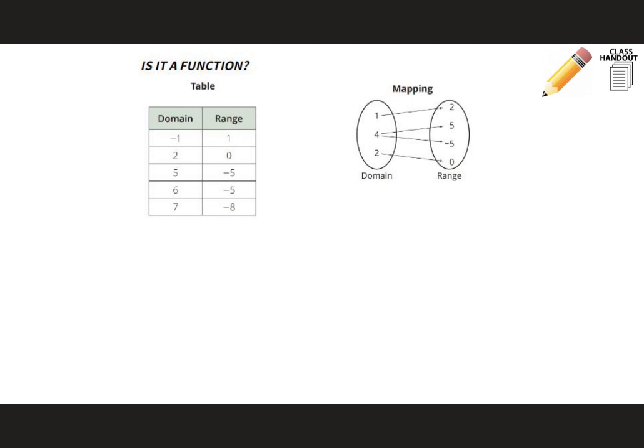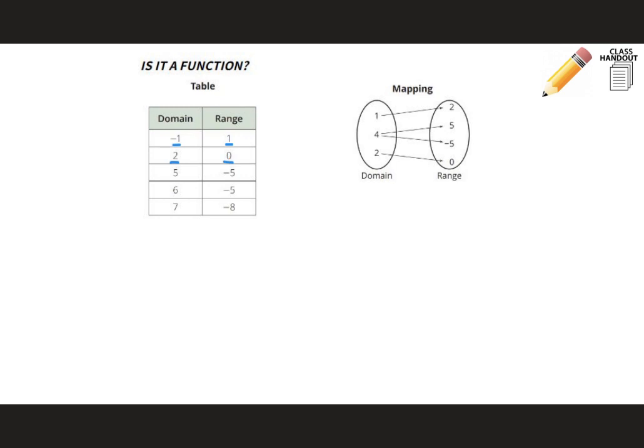To determine if something is a function, regardless of what type of representation it is, we'll look at two examples: a table and a mapping diagram. A table lists the x values and the y values, or the domain and the range. We need to check if every x value has exactly one y value. My first x value is -1 and it maps to a y value of 1. If I look down at the rest of my values, there are no other -1s, so that has exactly one. Then 2 goes to 0. I look at my domain for any other 2s, and there aren't, so 2 goes to exactly one value.